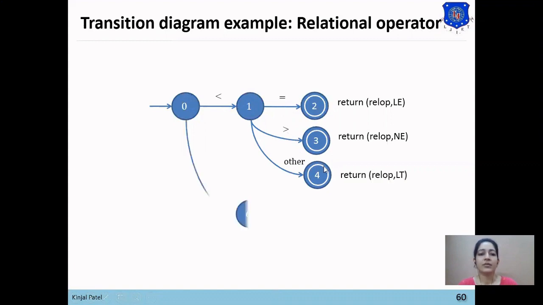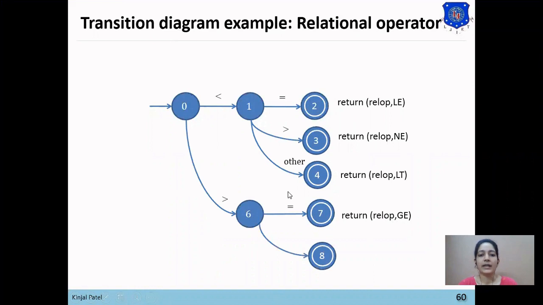which returns less than. Now we want to represent greater than or equal to, so we can directly represent greater than equals to, and final state 7 will return the greater than or equal to operator. And if you want to represent greater than only, then we will write one null transition from 6 to 8, and final state 8 will return greater than. Now we want to add the equals to operator, so we can directly add it, and final state 5 will return equals to. So here is the state diagram for relational operators.